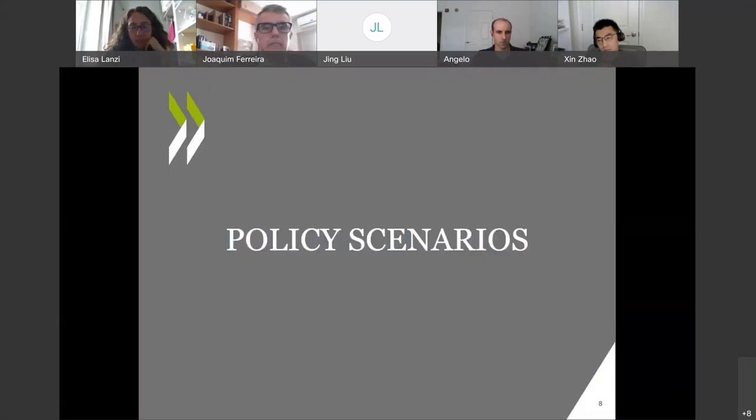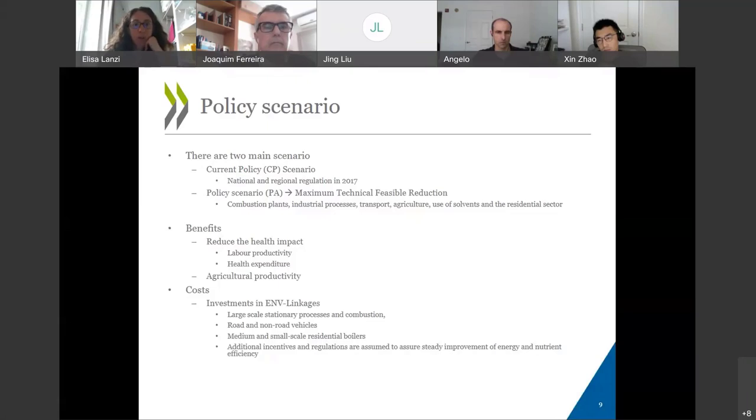All right, so in terms of policy scenario for this project, as I said, we're comparing current policy action, so current legislation, to policy action that aims to achieve the maximum technically feasible reduction of air pollutants. Here, we're looking at improvements in combustion plants, industrial processes, transport, in terms of the vehicles and types of fuels used, agriculture, use of solvents, and then finally emissions from the residential sector.